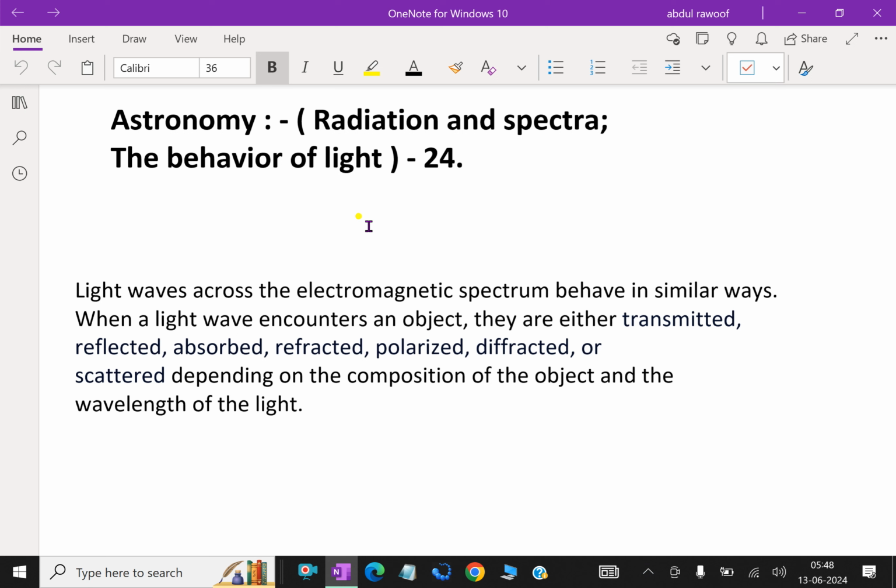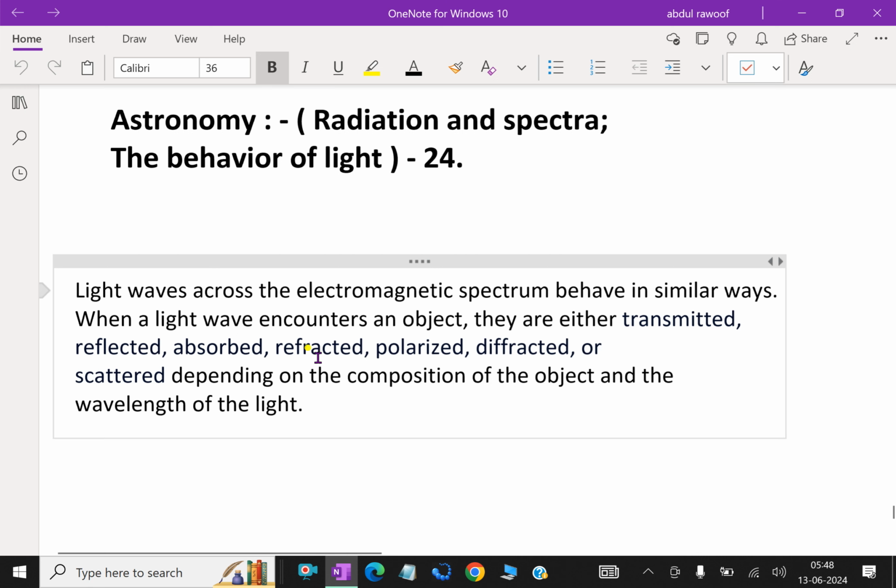There is a bit of irony in the fact that in order to understand some of the largest structures in the universe, we must become acquainted with some of the smallest. Light waves across the electromagnetic spectrum behave in similar ways. When a light wave encounters an object, it is either transmitted, reflected, absorbed, refracted, polarized, diffracted, or scattered, depending on the composition of the object and the wavelength of the light.